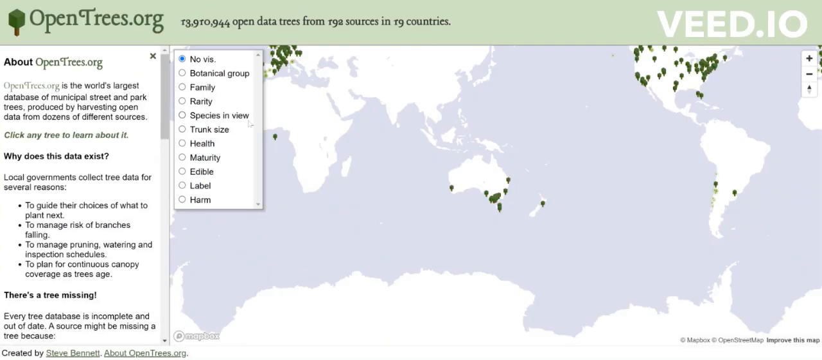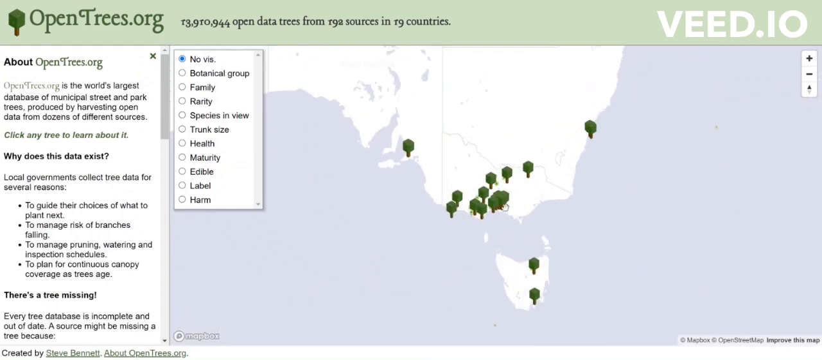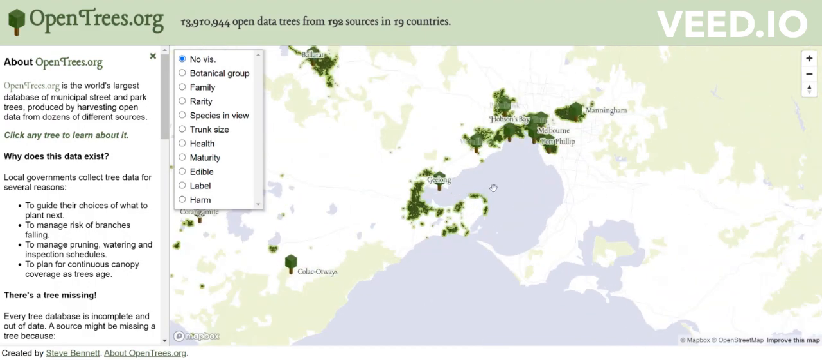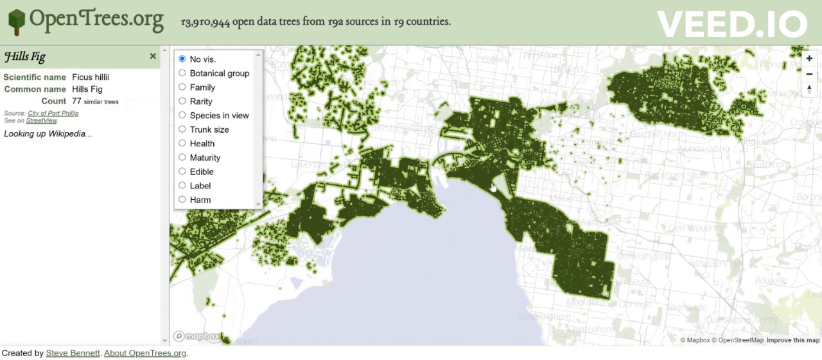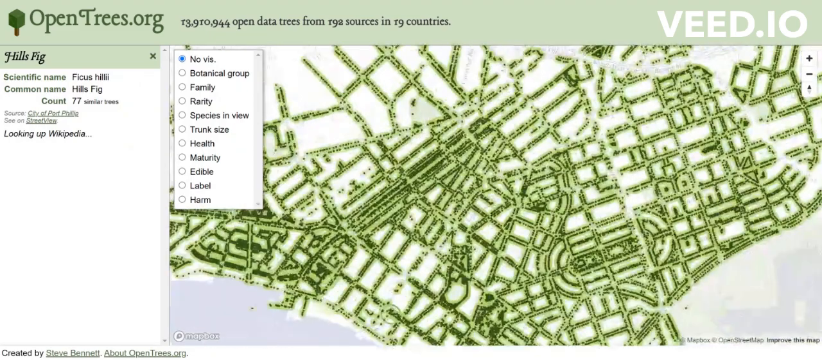Welcome to another tutorial. Today I'm going to be talking you through the tool called OpenTrees, which is basically a database from around the world showing you different tree life within an area. So let's zoom here into Port Phillip Bay. And just by clicking on that, we'll go to Port Melbourne.